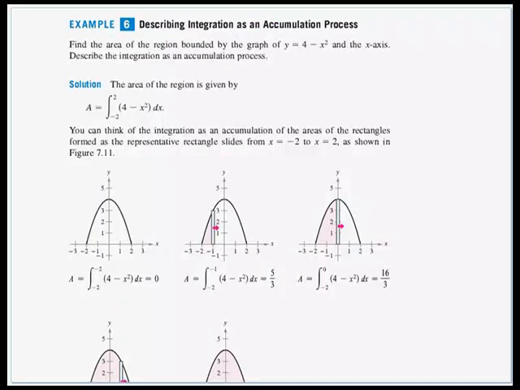In this example, there's nothing really to write down, but it says here, find the area of the region bounded by the graphs of y equals 4 minus x squared. That's a downward opening parabola, y-intercept of 4, and the x-axis. Describe the integration as an accumulation process. So the area of the region is given by the integral from negative 2 to 2 of 4 minus x squared dx. We can think of the integration as an accumulation of the area of the rectangles formed as the representative rectangle slides from our left value of negative 2 to the right value of positive 2, as shown in the figure.